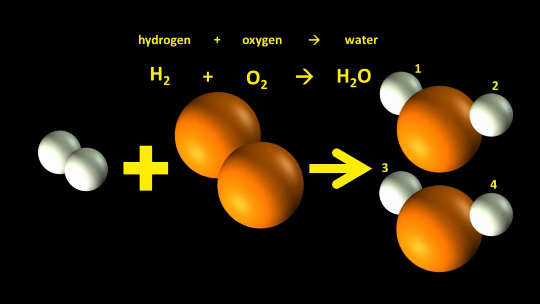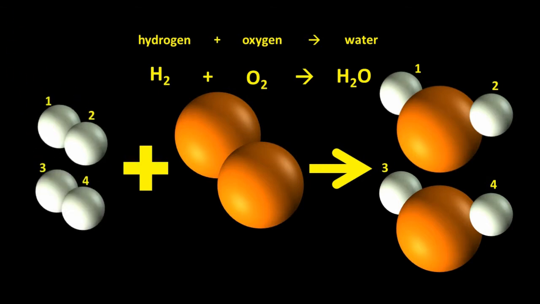Now though, we have 4 hydrogen atoms on the right-hand side, so we need another pair of hydrogen atoms on the left-hand side to react. The balanced chemical equation can therefore be written as 2H2 plus O2 produces 2H2O.